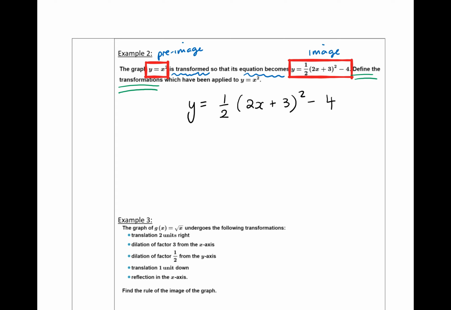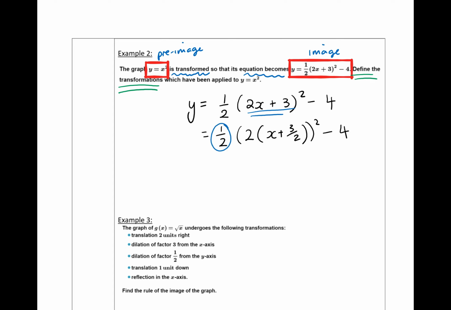So now that you've given it a go yourself, I'll go through the answers. Remember that we first need to take this out as a common factor. So I'm actually going to say that this graph is 1/2 outside of 2x plus 3 over 2. Because if I'm taking it out as a common factor, I do 3 divided by 2 equals that. The whole thing is squared, and we take away 4.